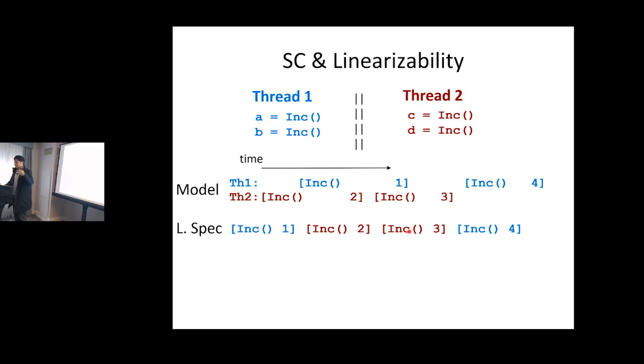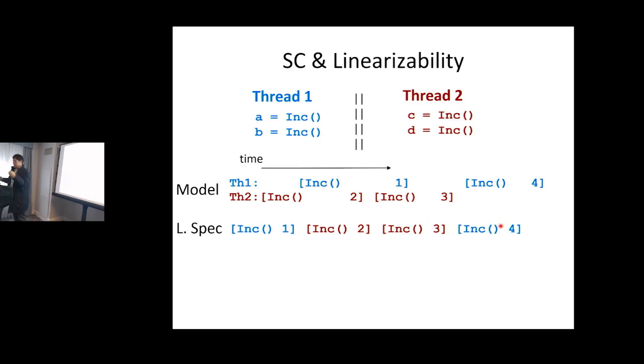And the third inc increments the shared counter and returns the value, so it's 3, and then next 4. So you just fix a linear order and then compute it. And then all the return values match. For example, here they match, right? 1, 1, 2, 2, 3, 3, 4, 4 match, right?